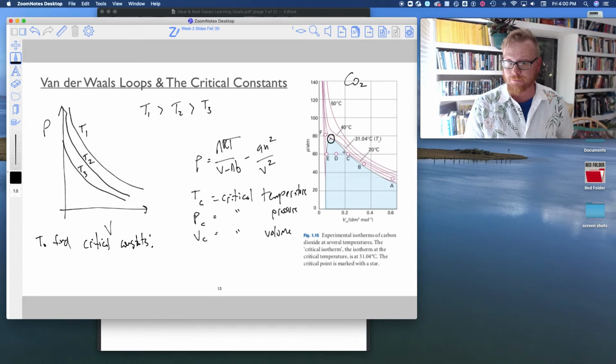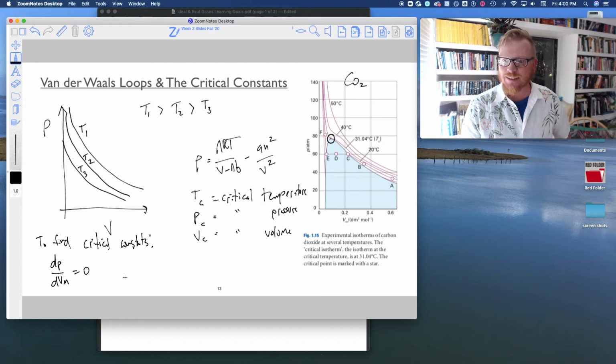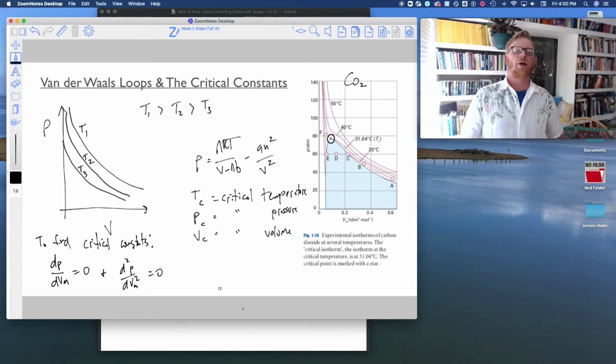All right? So let me see if I can write this a little bit better. I'm getting sloppy and tired as the day is progressing. So to find the critical constants, dP/dVm set equal to 0, and you also have to do the second derivative, okay? d²P/dVm², second derivative, set equal to 0, okay?